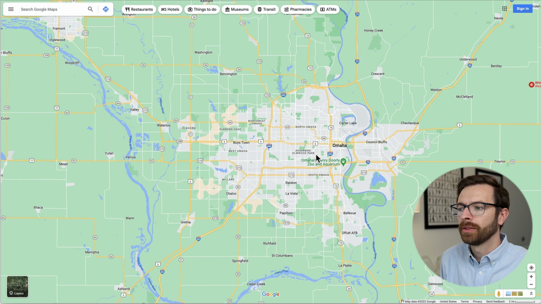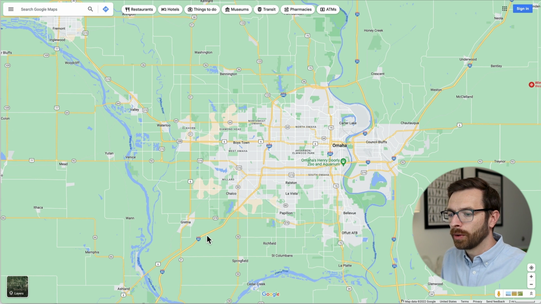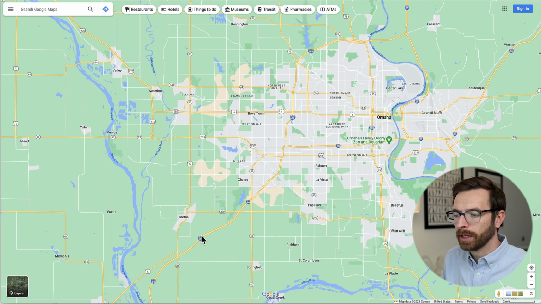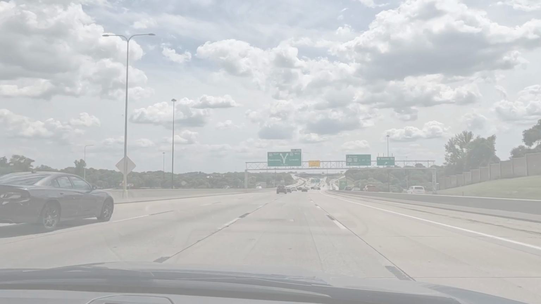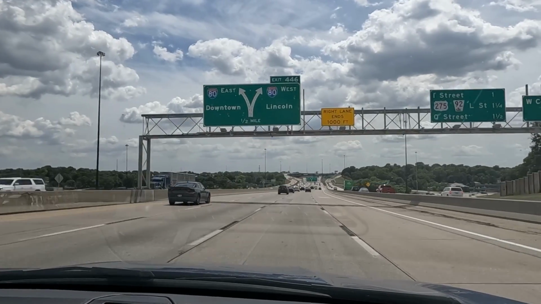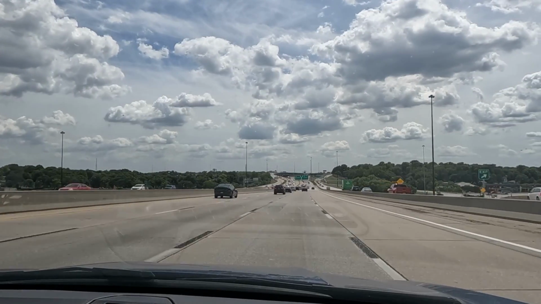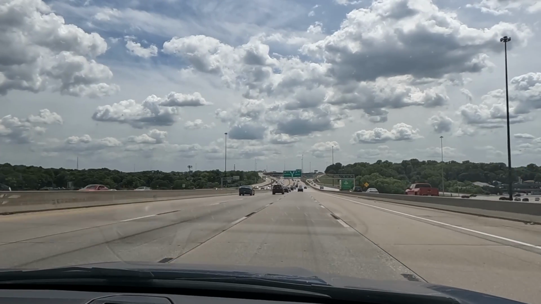Finally, let's talk about some of the major streets that you might need to be aware of when moving here. So interstates. The main interstate that runs through Omaha is going to be I-80. So you can see I-80 right here. And it will go up here and then go off to the east into Iowa. So I-80 goes through Lincoln as well. So if you're commuting from Omaha to Lincoln or vice versa, you're going to usually be taking I-80.